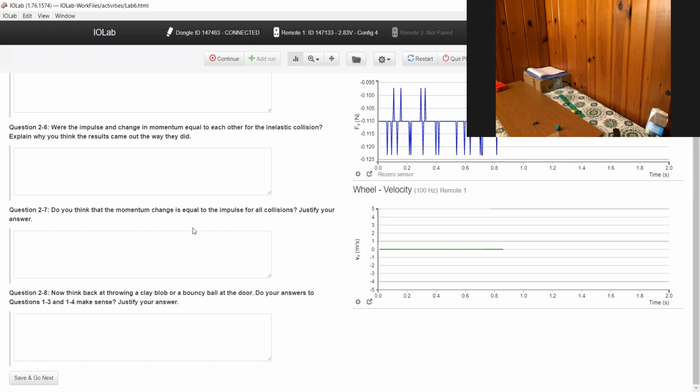If we have a clay ball and a bouncy ball of the same mass, we would like to use the bouncy ball to throw at the door. With the bouncy ball you are getting an elastic collision, so that you will have the force acting on the door for a longer time, and that's why we'll prefer the bouncy ball.